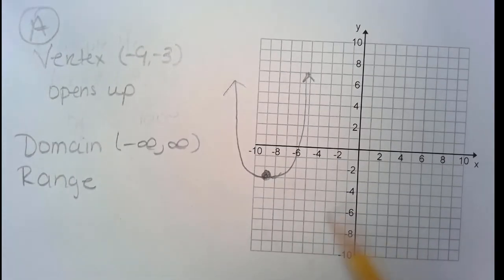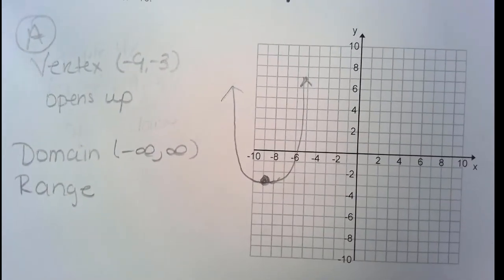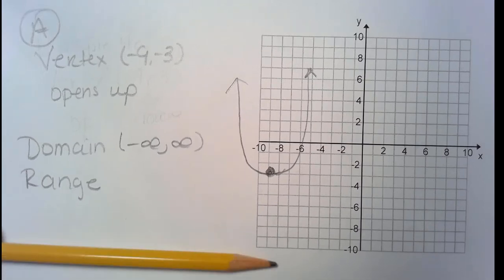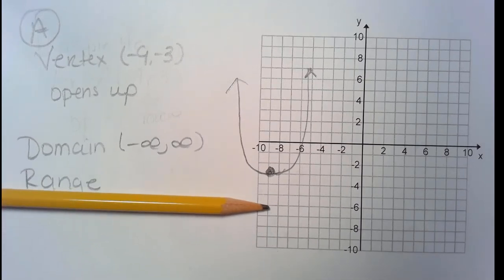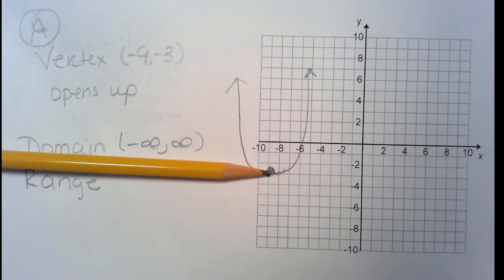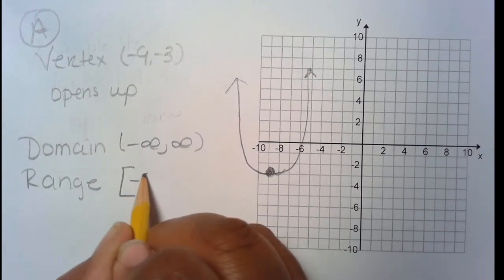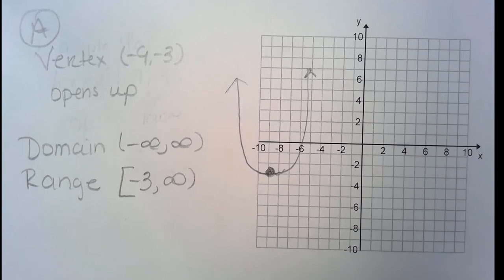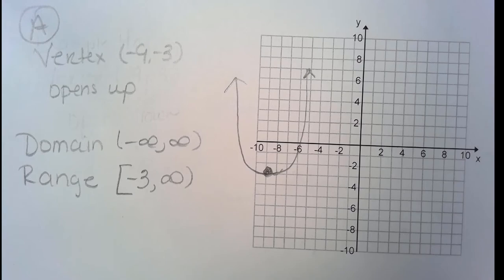Where does the parabola start at? At what number? As we have -10, -9, but look along the y-axis. -6, -4, at -3. That's where the parabola begins. So we have open bracket, -3 to positive infinity. So that will be your domain and range.